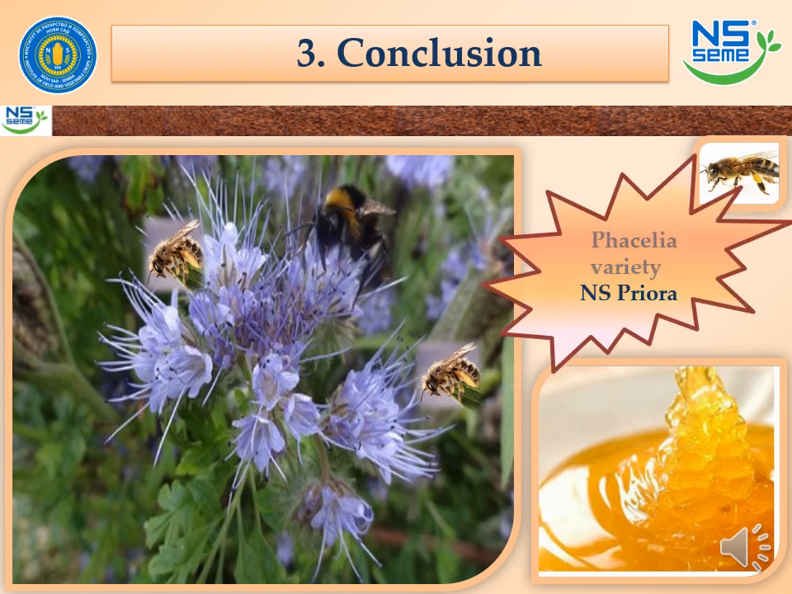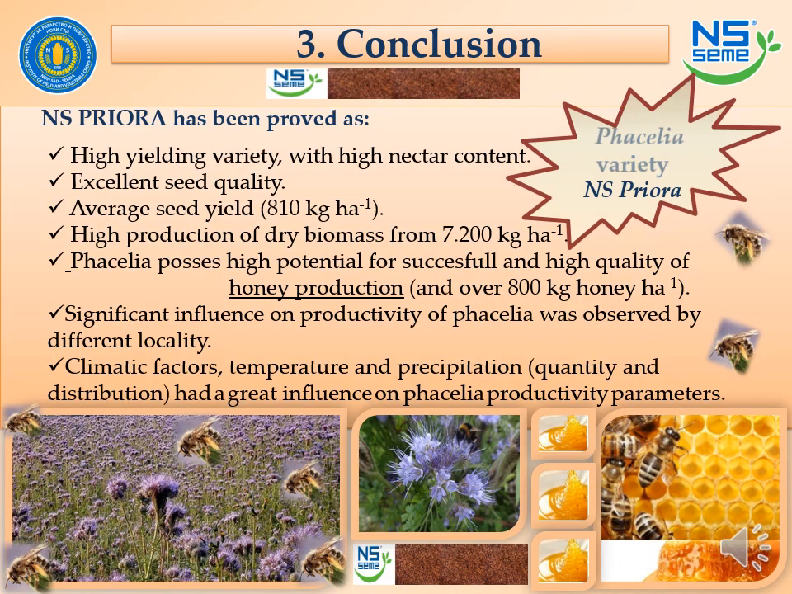Conclusion. Variety NS priora has been proved as a high-yielding variety with high nectar content. It has excellent seed quality. Average seed yield is about 810 kg per hectare. High production of dry biomass of 7,200 kg per hectare. PHACELIA possesses high potential for successful and high quality honey production, over 800 kg of honey per hectare. Significant influence on productivity of PHACELIA was observed at different localities. Climatic factors, temperature and precipitation, quantity and distribution had a great influence on PHACELIA productivity parameters.